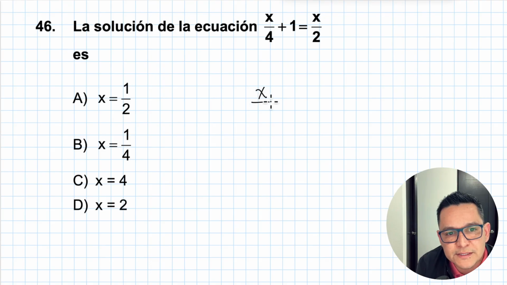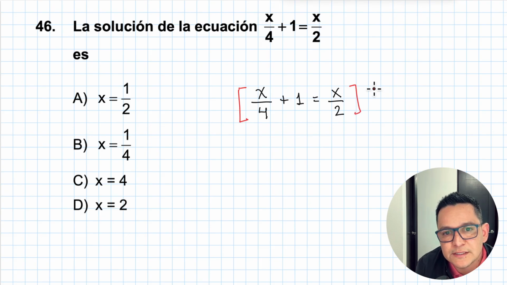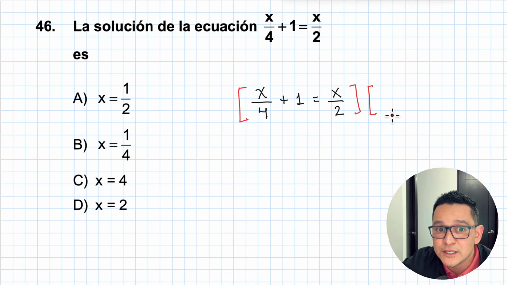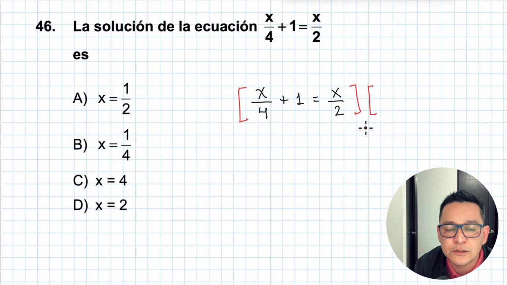Look, let me rewrite this equation, because I'm going to do a little operation that will actually get rid of the fractions. Look, I'm going to multiply the whole equation. Let me put it like this right away, because I'm going to multiply both the left side and the right side of the equality, that is, of the equation, by the least common multiple of the denominators.